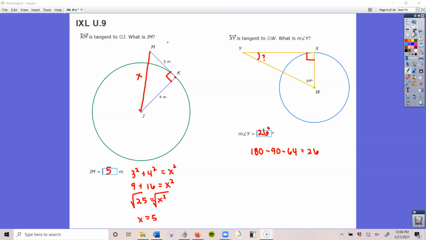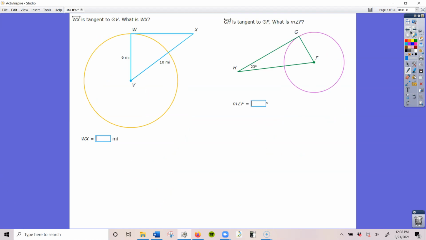Let's look at a couple other examples. So here we have that WX is tangent to circle V. What is WX? Again, this is an example where we have to use the Pythagorean theorem, since we're looking for this side length. The tangent forms a 90-degree angle with the radius. So this is 6 and the hypotenuse is 10. That means we're trying to solve for one of the legs.